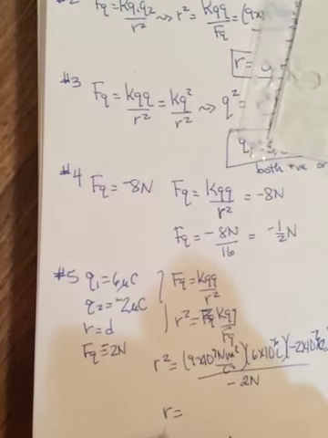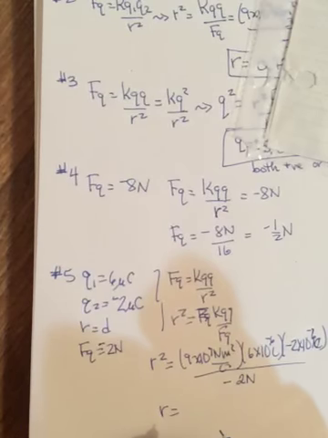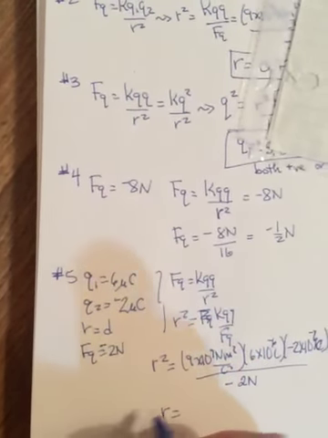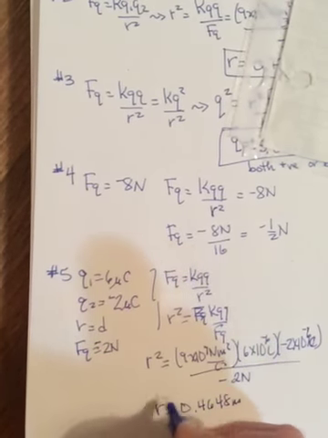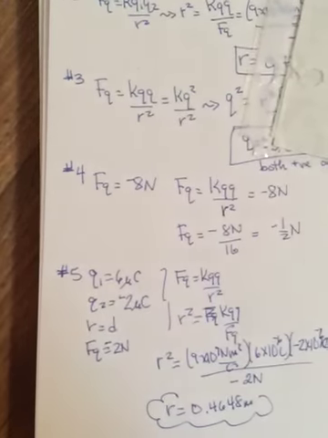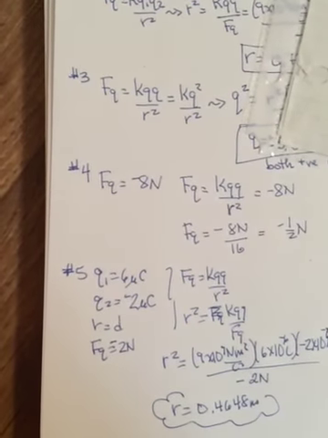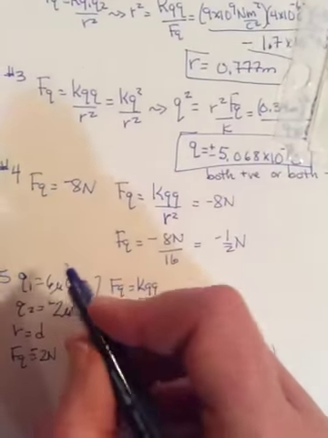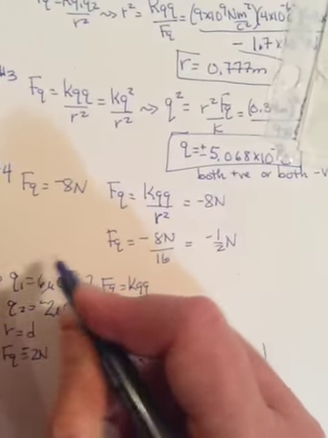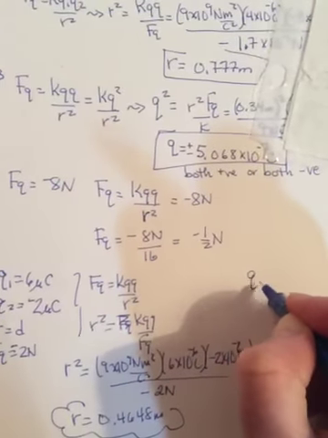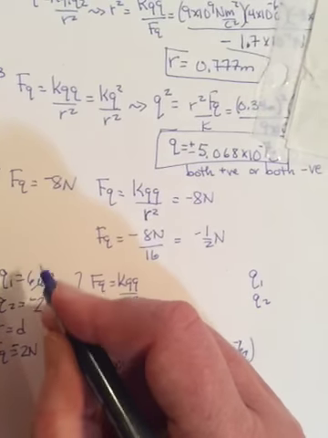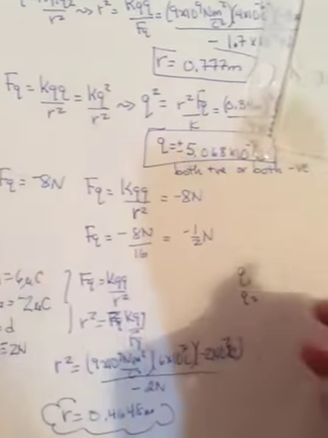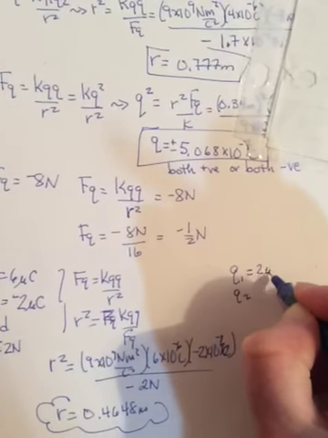You should get 0.4648 meters. But the question doesn't end there. The question then says, if the objects are touched together, now if they're touched together, remember, they're going to share their electrons, and you can find the new Q's by adding them and dividing by 2. So add 6 and negative 2 and divide by 2 and get 2 microcoulombs each.